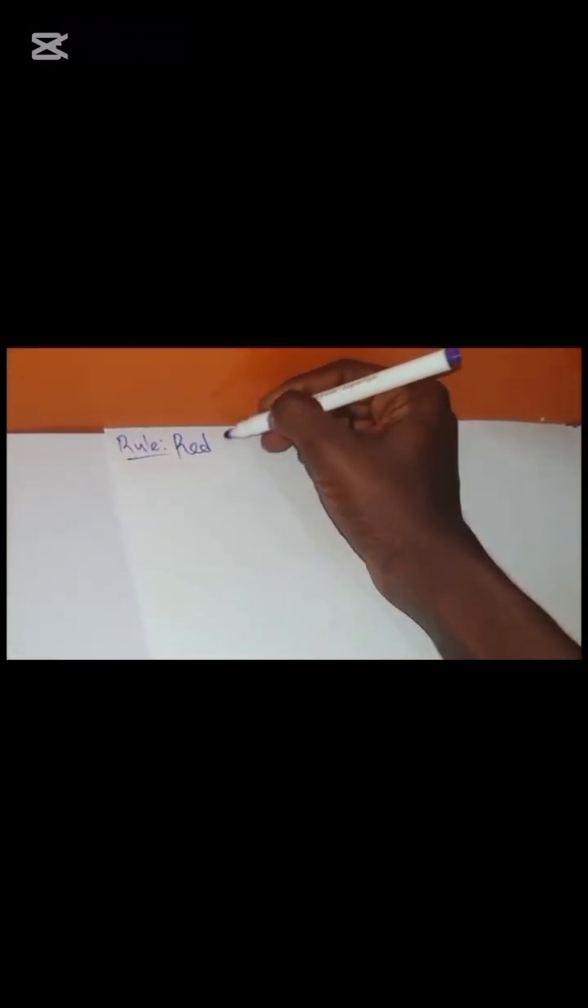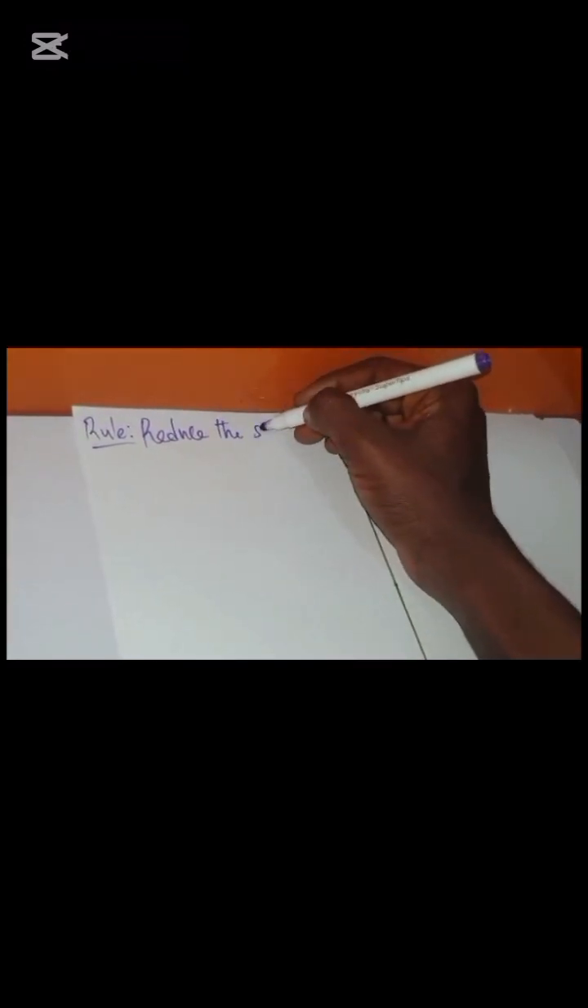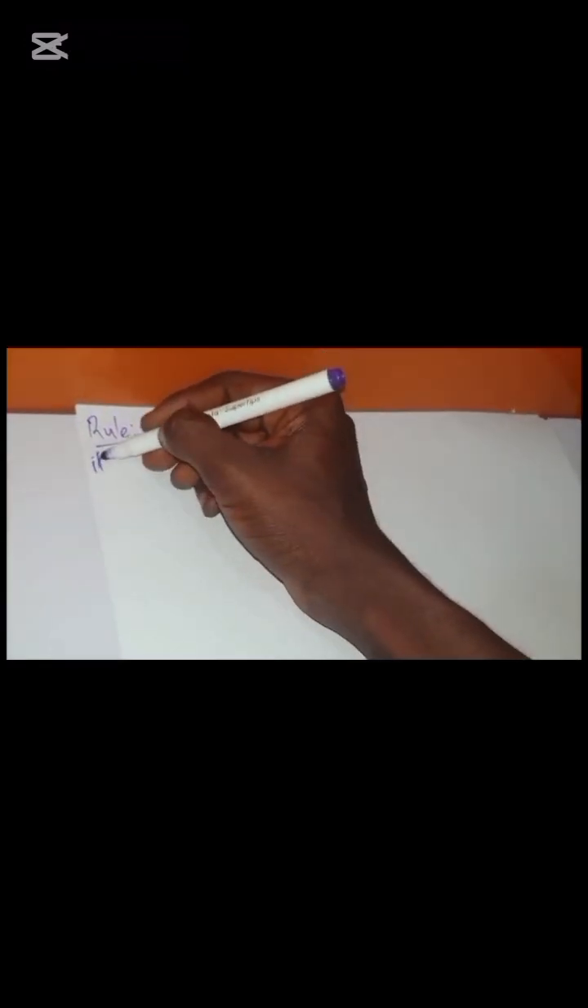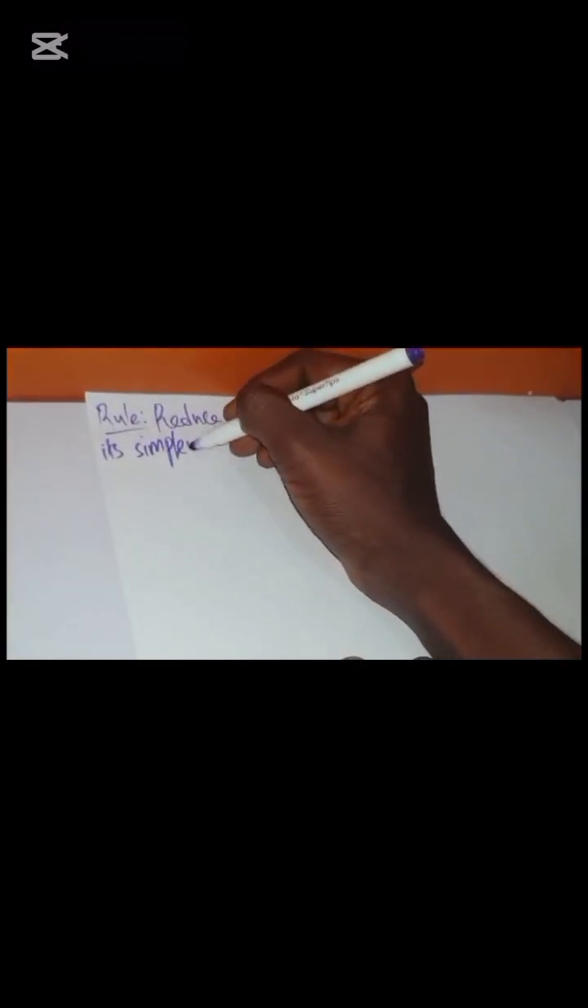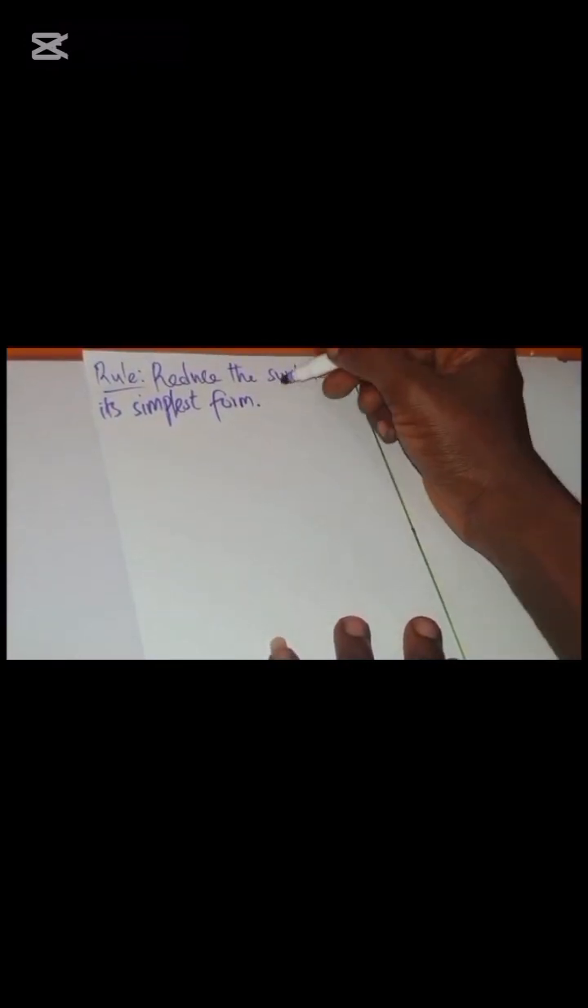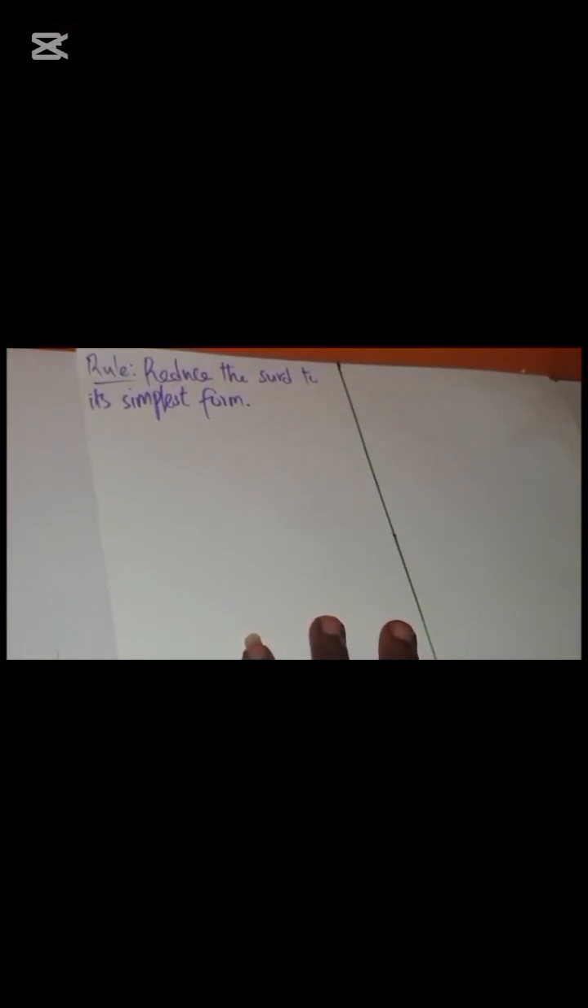Let's move on to dealing with addition of more surds. First of all, there's one particular rule that will guide us in this part. You must reduce the surd to its simplest form. So always reduce the surd to its simplest form before you perform any other operation, which in this case is addition and subtraction.